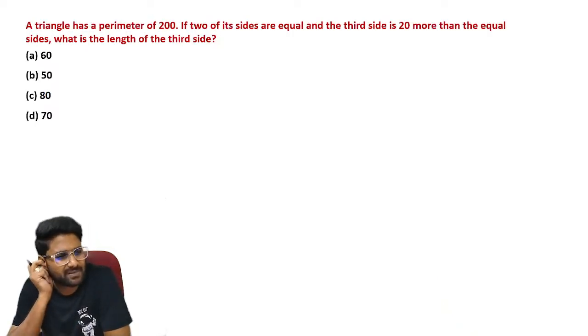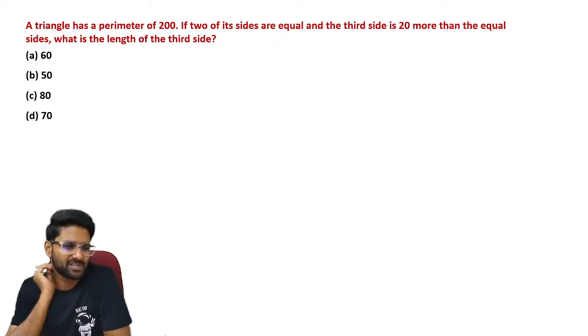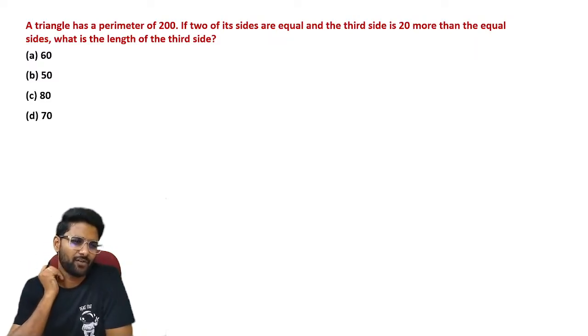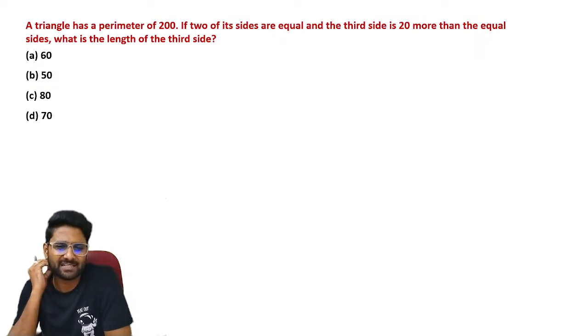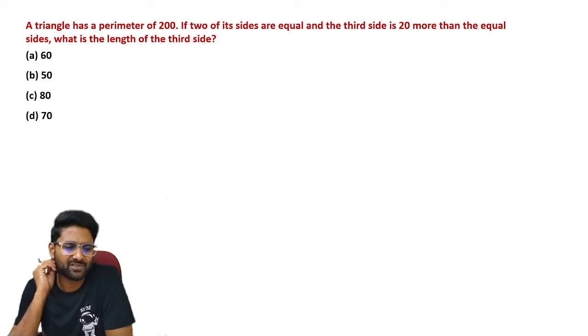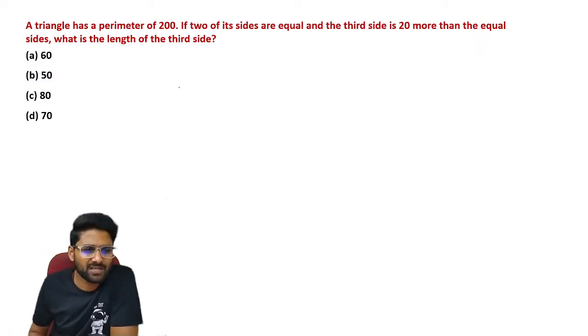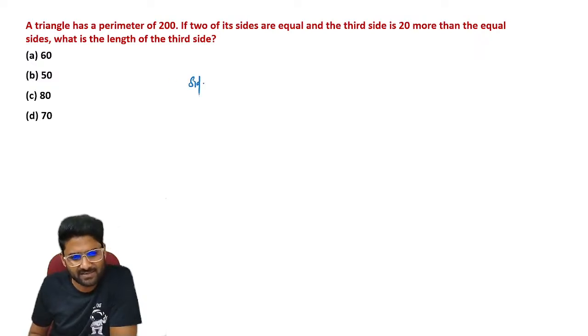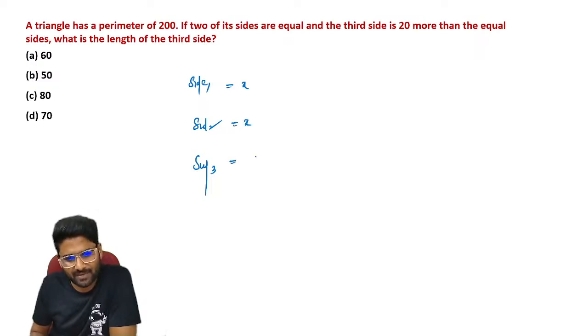Let's see this question. A triangle has a perimeter of 200. Two of its sides are equal, and the third side is 20 more than the equal sides. What is the length of the third side? See, we have three sides: side 1, side 2, side 3. They mention that two sides are equal and the third side is 20 more.